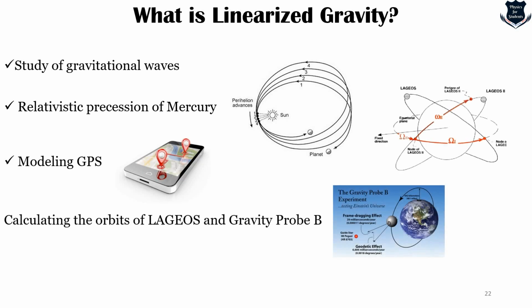It also helps us in modeling GPS, which is used in mobile phones, when we are booking an Ola or an Uber, or when we are finding maps, etc. So all this modeling of GPS is an application of linearized gravity. The second one would be calculating the orbits of LAGEOS and Gravity Probe B. This is basically a full-blown general relativistic formulation, which works quite nicely in other areas.